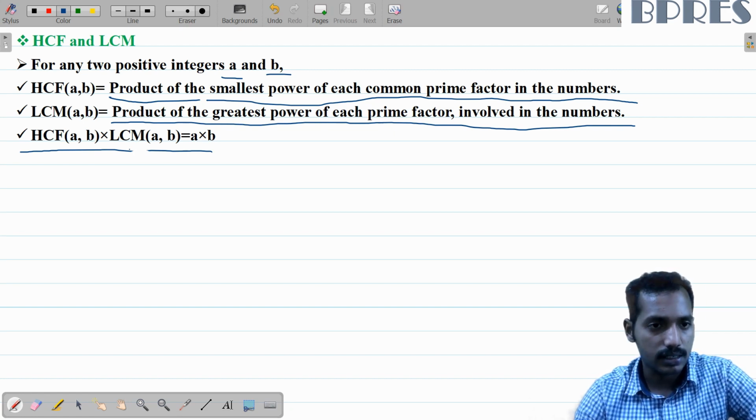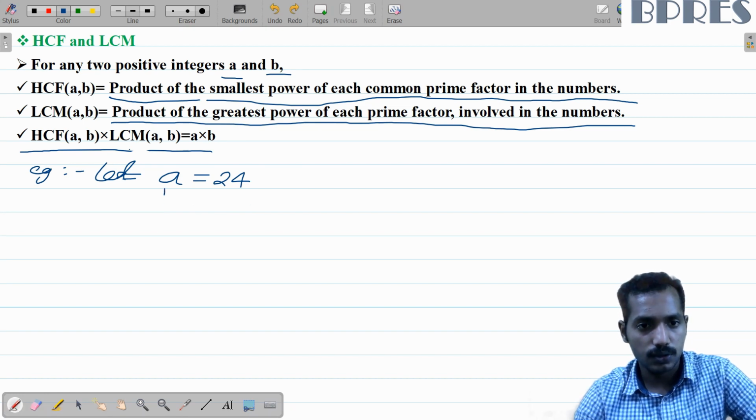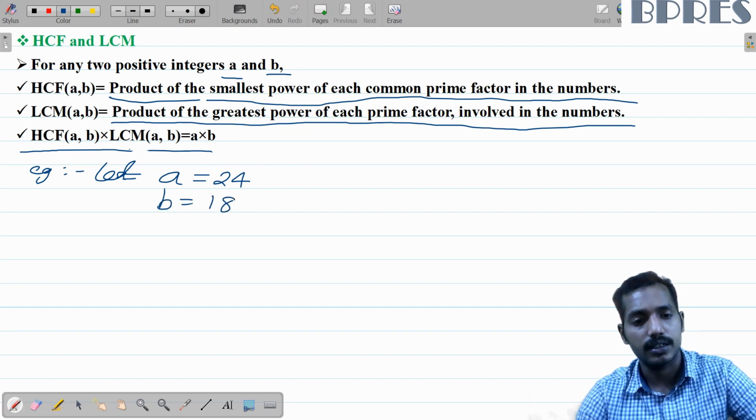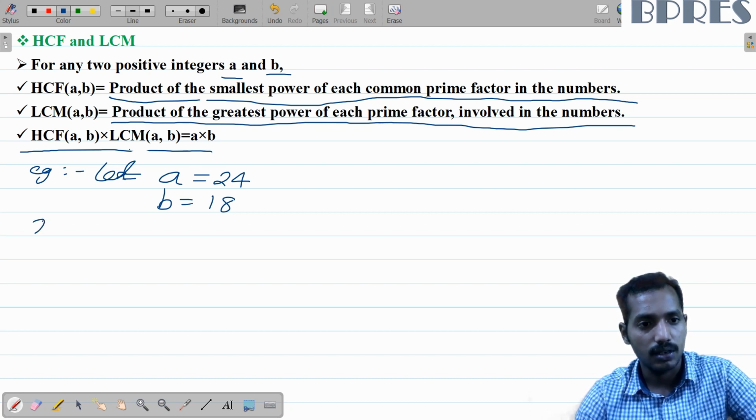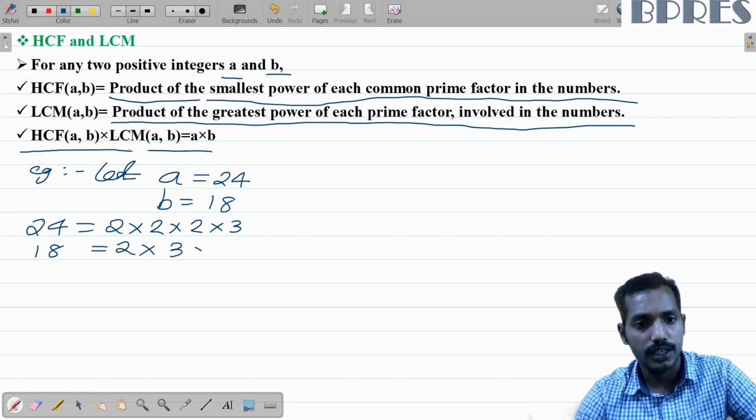To understand this clearly, let's take an example. Let A be equal to 24 and B be equal to 18. What will be the factorization of these two numbers? The factorization of 24 is 2 into 2 into 2 into 3. Check: 2 into 2 is 4, 4 into 2 is 8, 8 into 3 is 24. Similarly, the factorization of 18 is 2 into 3 into 3. Am I right? 2 into 3 is 6, 6 into 3 is 18.